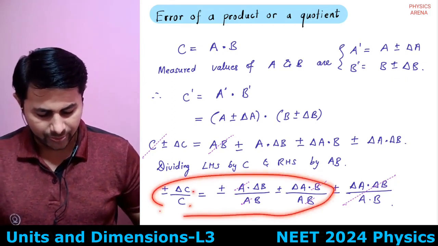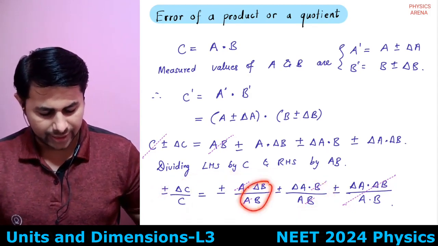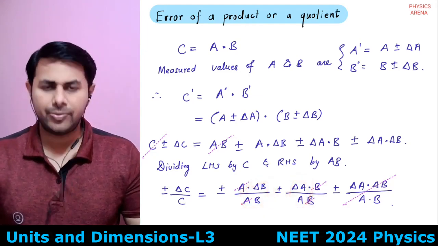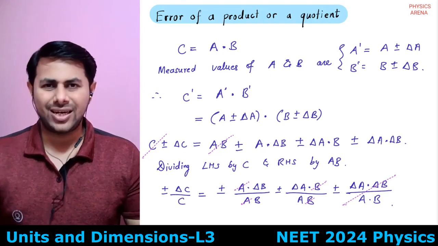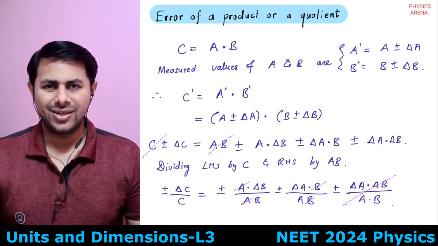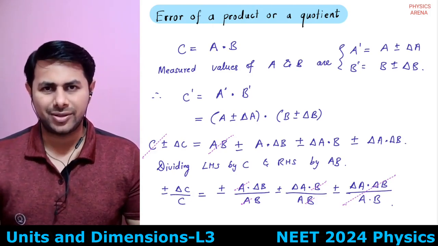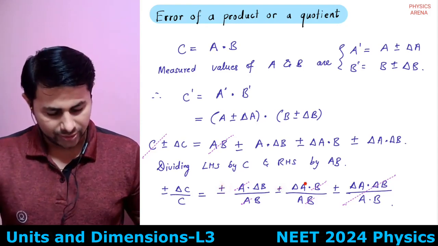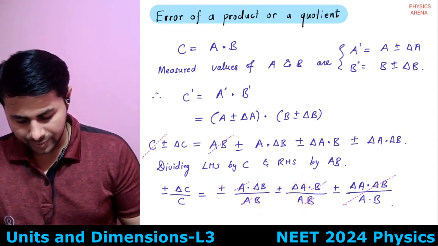So delta C upon C. So plus minus delta C upon C is plus minus delta B upon B plus minus delta A upon A. And again, we pick the maximum value. So here again, there will be four cases. And out of those four cases, we'll pick the maximum value, right? Which is delta A upon A plus delta B upon B. We'll take plus sign over here, as well as plus sign over here. It is delta A upon A plus delta B upon B. Okay.